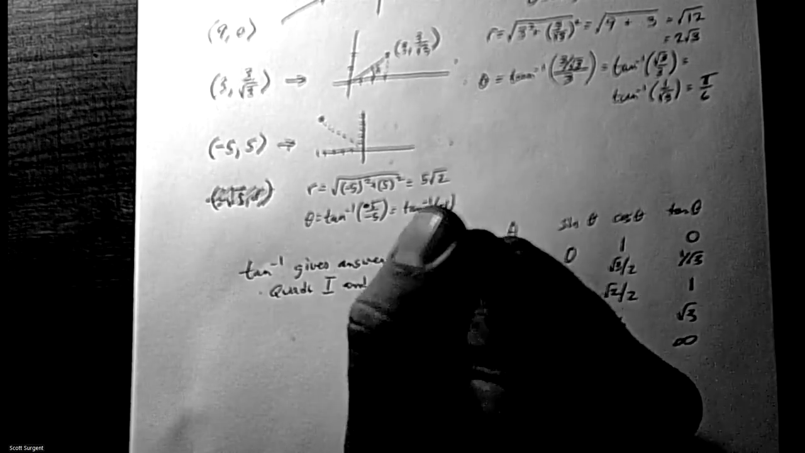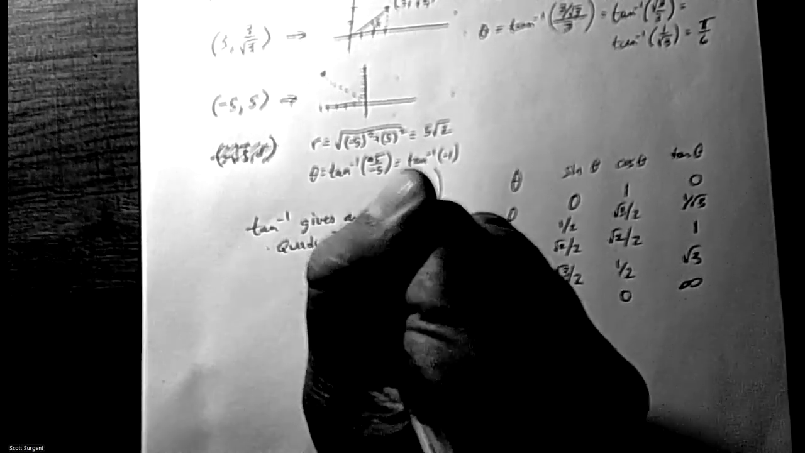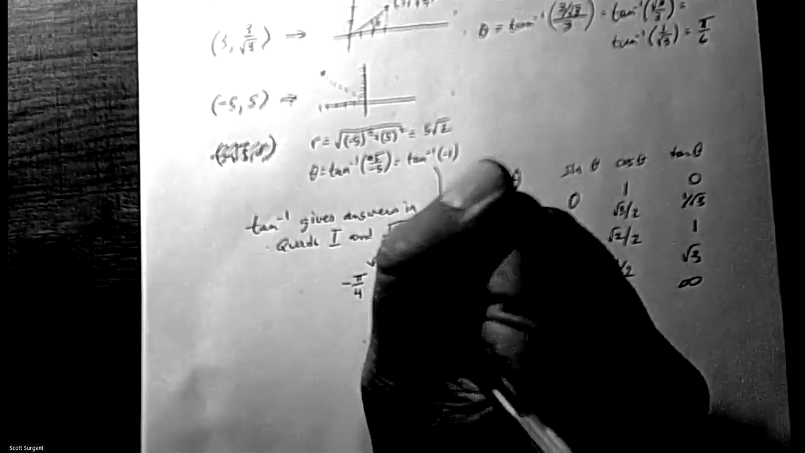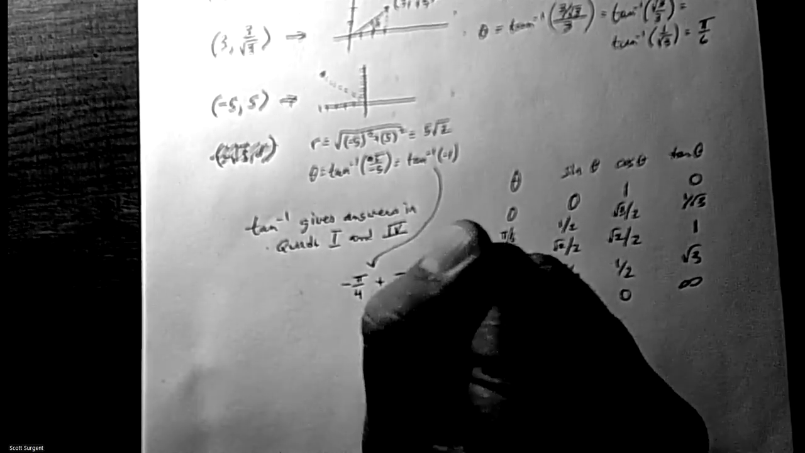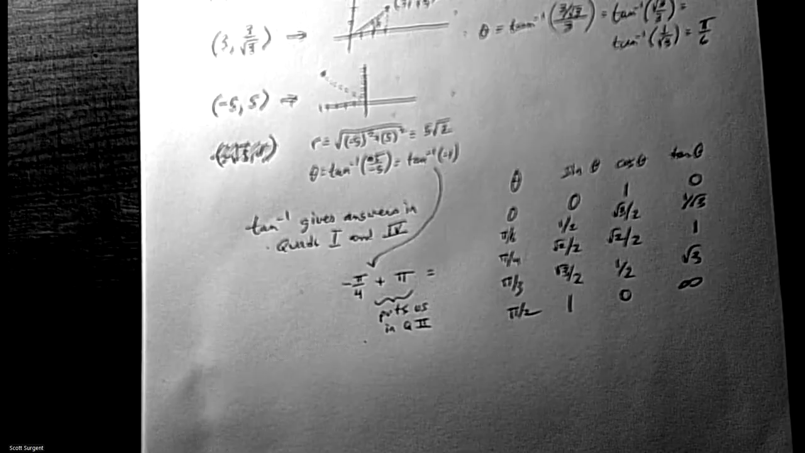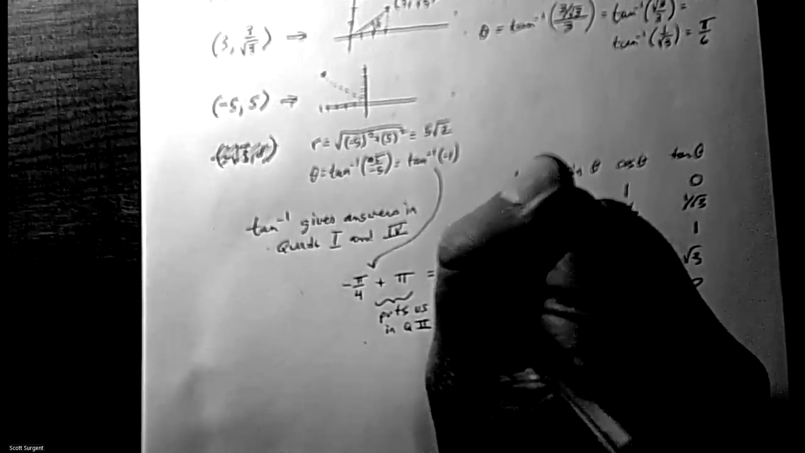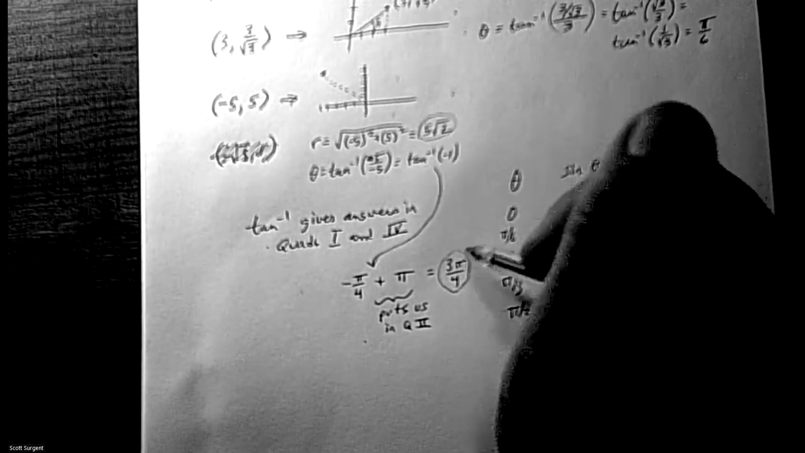So for example, -45 degrees is -pi/4 radians plus pi. So this actually adds half a turn. This puts us in quadrant 2. So pi plus a -pi/4 is going to be 3 pi/4. And that's going to be your theta. So your R is 5 root 2 and your theta is 3 pi/4.